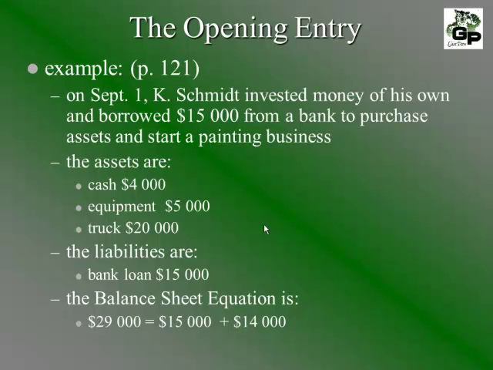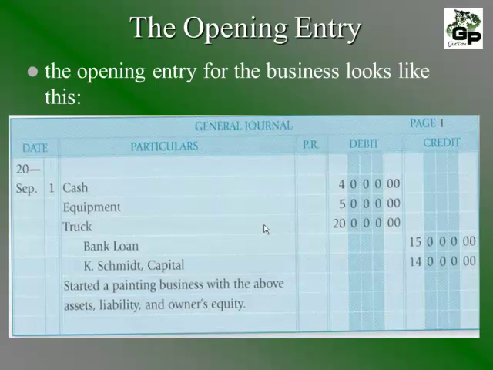Therefore, the balance sheet equation is the assets total, which is $29,000, equals the liabilities total, which is $15,000. We subtract 15 from 29 and we get the owner's equity of $14,000. This entry is placed in the journal and is called the opening entry.